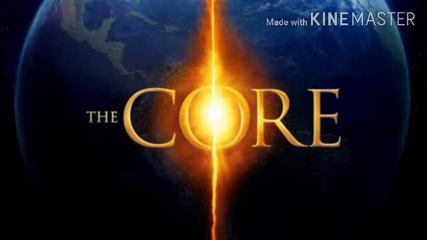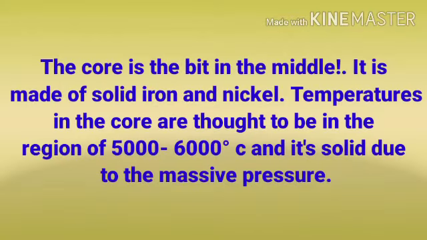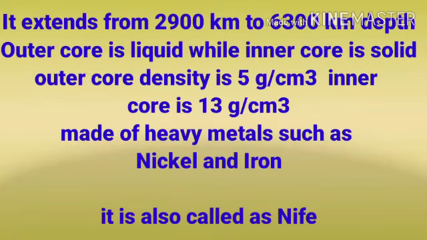The third part of the interior of the Earth is the core. The core-mantle boundary is located at a depth of 2900 km. It extends from 2900 km to 6300 km depth. The outer core is in a liquid state while the inner core is in a solid state. The core is made up of very heavy materials, mostly nickel and iron.